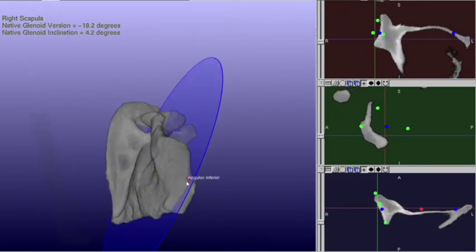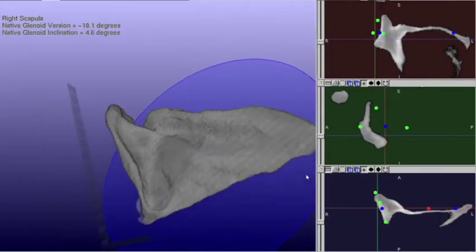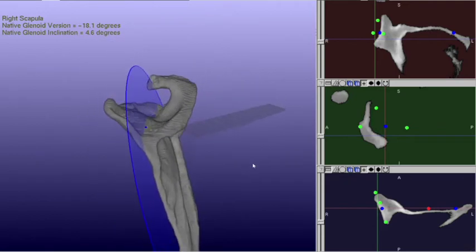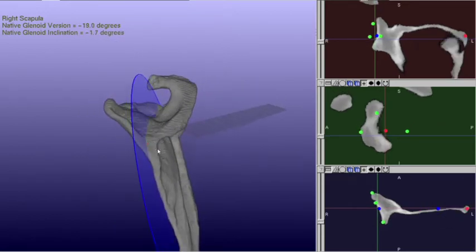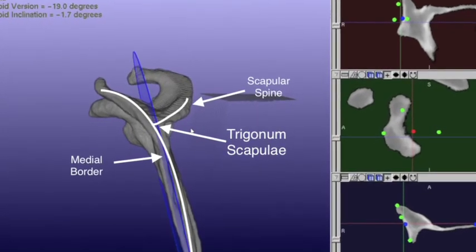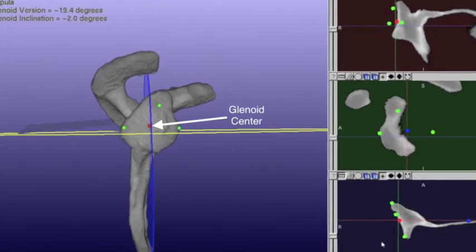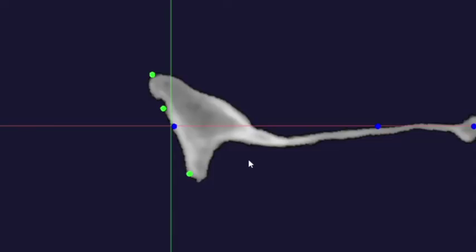Now we begin defining our anatomic landmarks, and this includes the inferior angle of the scapula, the trigonum scapula, which is the confluence of the scapular spine and the medial border of the scapula, and the center of the glenoid face. Peripheral osteophytes will skew the interpretation of what defines the center of the glenoid, and in this case we can see that there's a large peripheral posterior osteophyte.